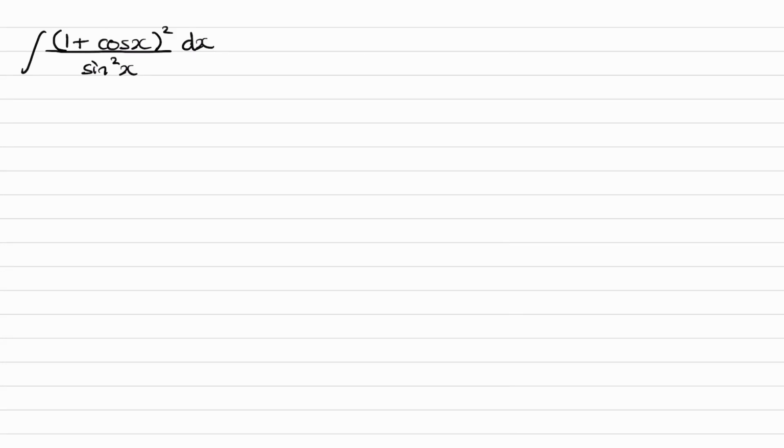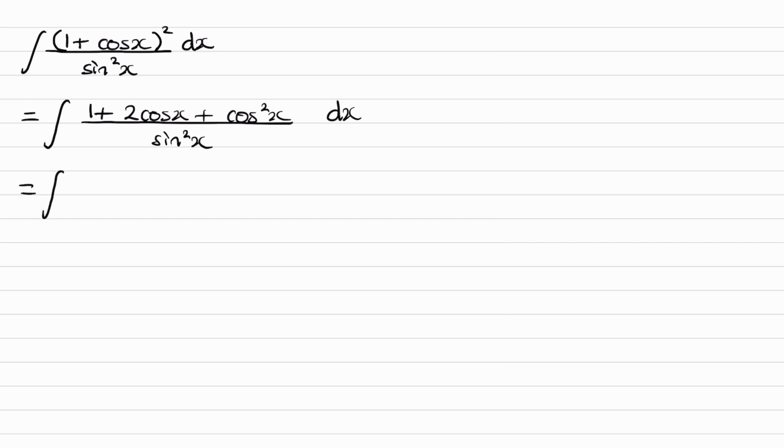Let's start this by expanding out the numerator. So expanding out the numerator, it becomes 1 plus 2 lots of cos x plus cos squared x. That's still all over sine squared x. And now let's divide each of these individual terms by sine squared x. So 1 over sine squared x, so this over this, that will become cosec squared x.